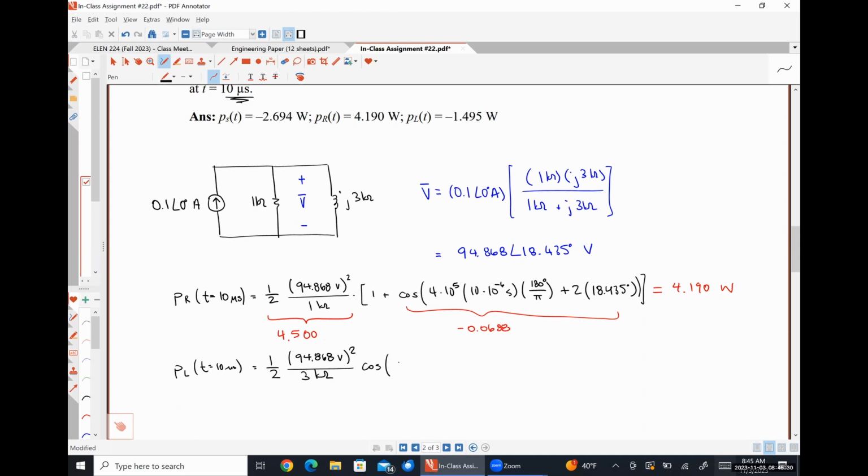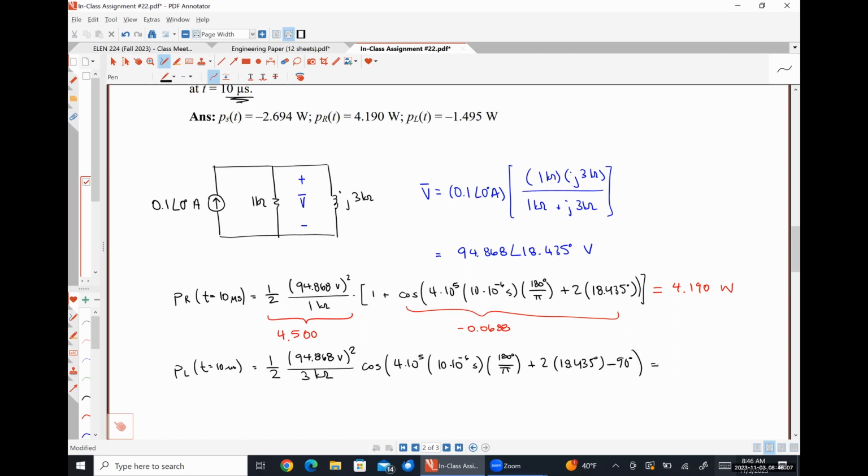Cosine of 4 times 10 to the 5 times 10 times 10 to the minus 6 seconds times 180 degrees over pi, plus twice that 18.435 degrees minus 90 degrees because I'm using the voltage. And I'm going to throw this into my calculator. Once again, I'm going to break it up into 2 smaller steps. So 1/2, yes.